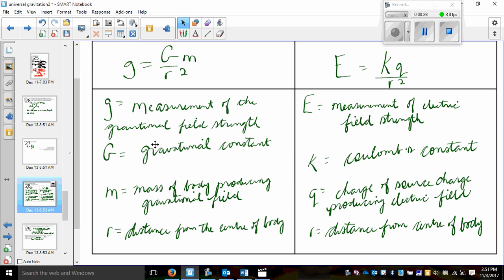The constants, the values themselves. g is the measurement of the gravitational field strength, where E is the measurement of the electric field strength. Big G is the gravitational constant. Little k is Coulomb's constant. m is the mass of the body producing the field. q is the charge of the source charge producing the electric field. And then r is the distance from the center of the body. So very similar.